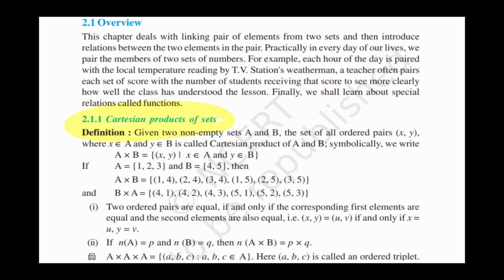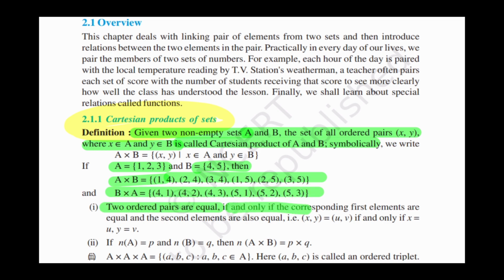Now let's see an overview of what we have learned till now. First, when given two non-empty sets A and B, the set of all ordered pairs where x belongs to A and y belongs to B is called the Cartesian product, correct? So A cross B is this and B cross A is this. Both are different. Two ordered pairs are equal if and only if the first elements are equal and the second elements are equal, meaning x is equal to u and y is equal to v.